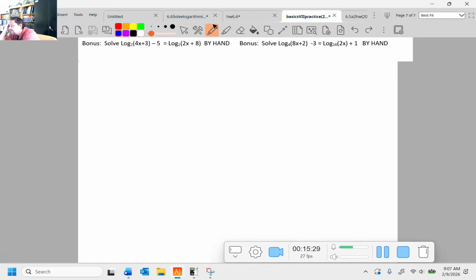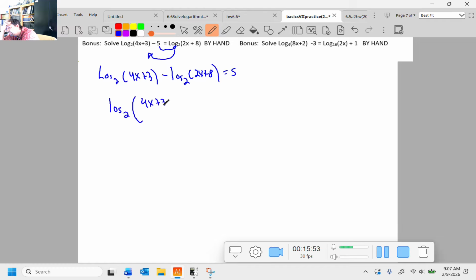This one is just a process of move the logs to one side and numbers to the other. You're going to have a log base 2 of 4x plus 3, take away a log base 2 of 2x plus 8. This is the lesson that we did Monday. We did this Monday. And it equals 5. Now, we condense the subtraction of two logarithms through division. If a logarithm is negative, its argument goes in the denominator. I don't know why I have that extra set of parentheses there. There we go.